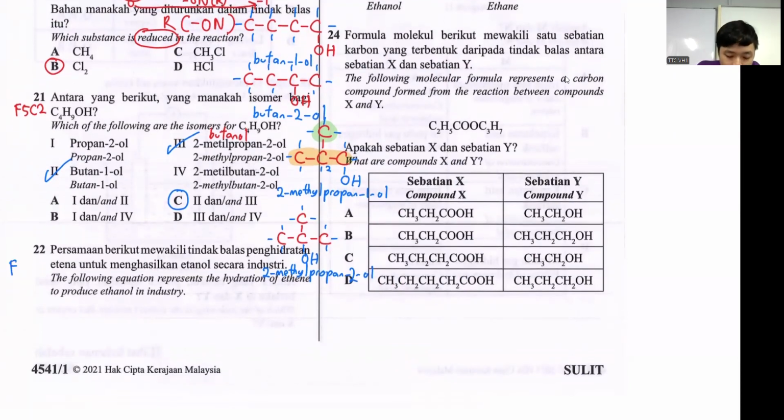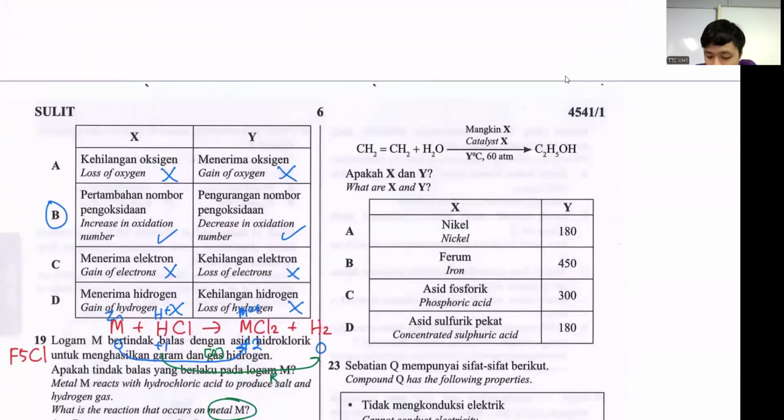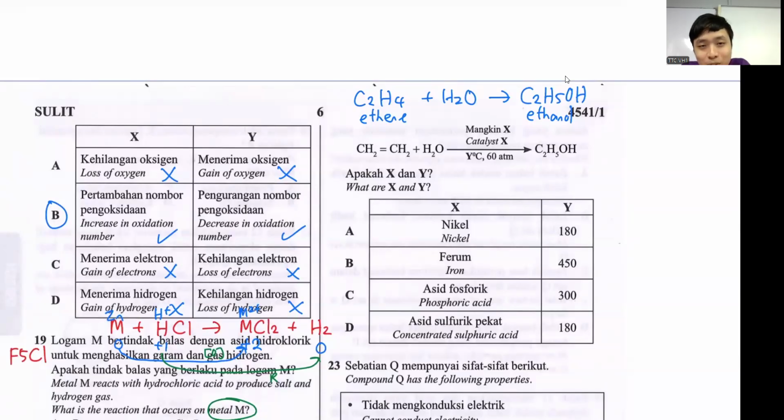22. This is Form 5, Chapter 2. The following equation represents the hydration of ethene to produce ethanol in industry. This one you know, right? C2H4, the ethene, reacts with water. This is called hydration. You add water, then you will get C2H5OH, ethanol. They ask for the conditions: what temperature, what pressure, what catalyst.